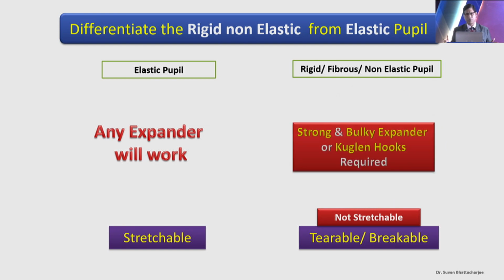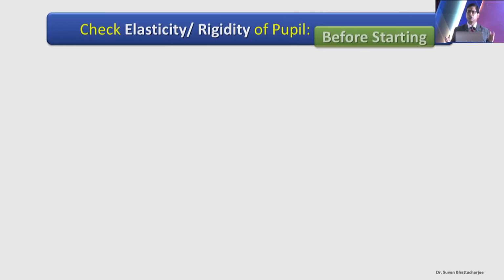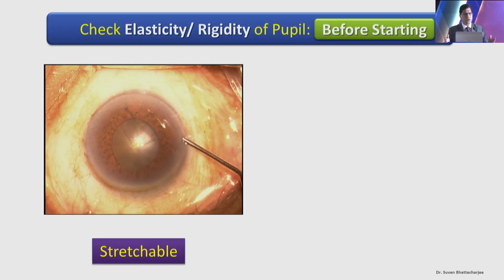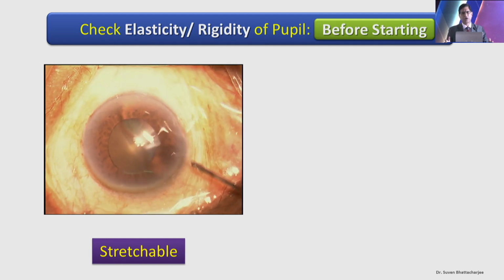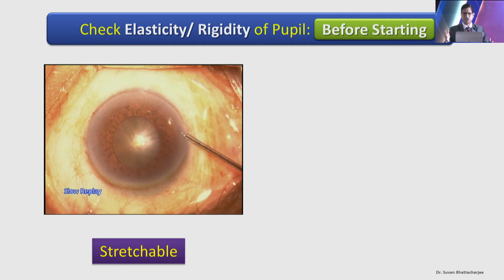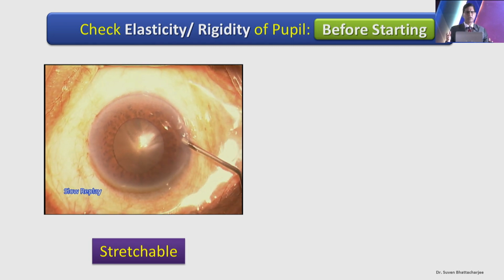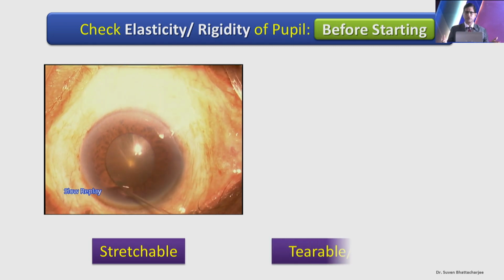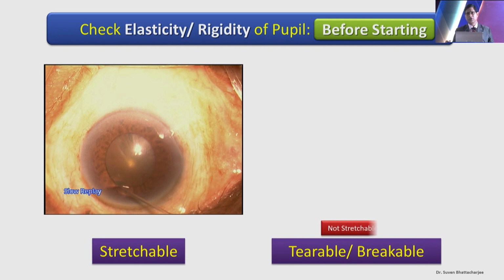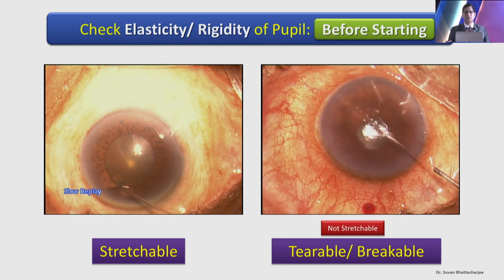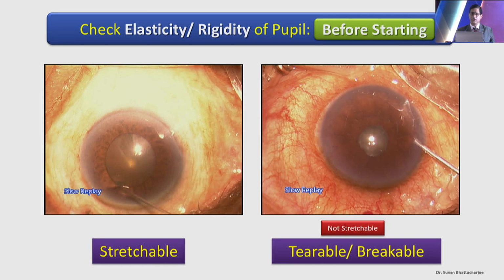So you will need to tear it. What you use to tear it is up to you, whether you use a bulky expander like the Mulligan ring or the I ring or an APX or the BHEX, or use Kuglen hooks and then use a delicate device like the BHEX. You can check the elasticity of the pupil before you start the case. As soon as you've done your paracentesis, inject BSS or Miochol to the side port. If that pupil expands momentarily, you know that it is an elastic pupil. You really don't need to bother too much. But if that pupil does not expand and doesn't budge, then you know you're dealing with a rigid pupil.